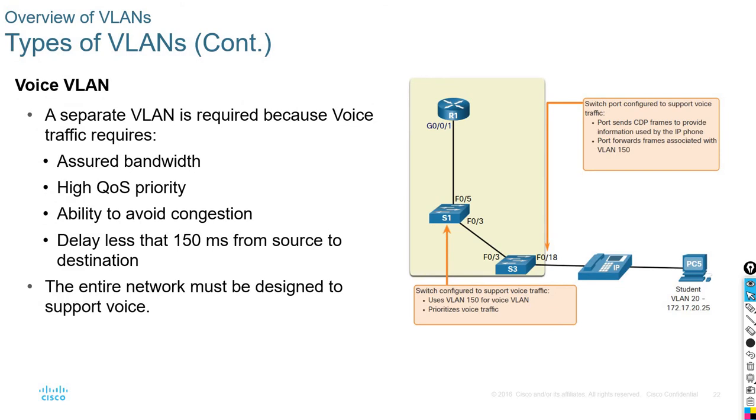Continuing with the types of VLANs: voice VLAN. A separate VLAN is required because voice traffic requires this. To support VoIP, we need assured bandwidth, high quality of service priority, the ability to avoid congestion, and delay of less than 150 milliseconds from source to destination. The entire network must be designed to support VoIP voice.